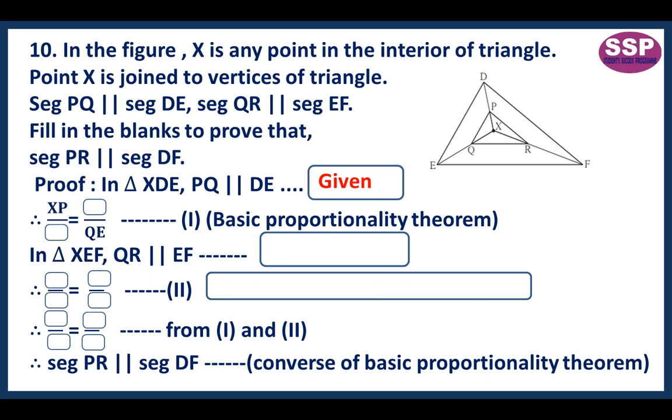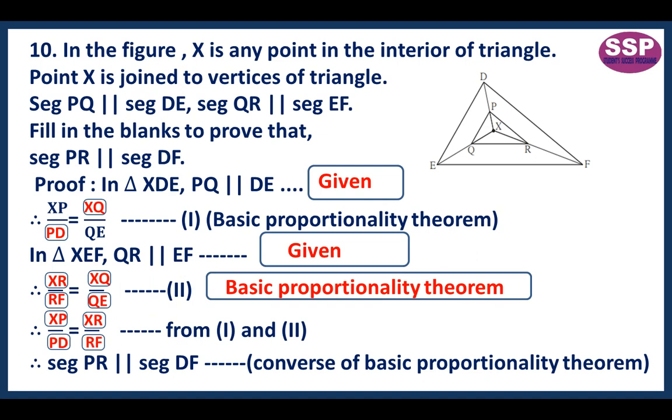From this statement, we can write, according to the basic proportionality theorem, the next equation. Therefore, XP upon PD is equal to XQ upon QE. That is the basic proportionality theorem. Next, in triangle XEF, QR is parallel to EF. That is also given. From this, we can write XR upon RF is equal to XQ upon QE. That is also the basic proportionality theorem. Now from equations 1 and 2, we can write the next statement: XP upon PD is equal to XR upon RF. Therefore, segment PR is parallel to segment DF, by the converse of the basic proportionality theorem.